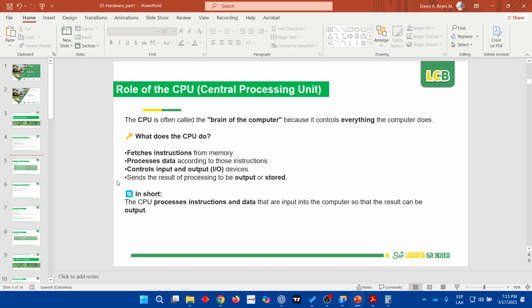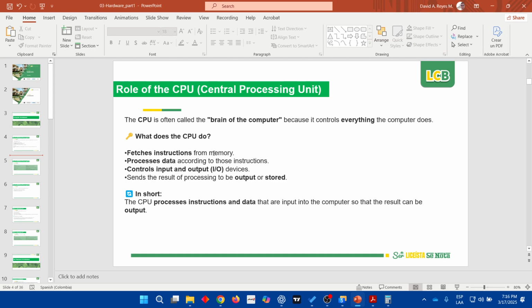So, fetch instructions from memory: the CPU gets the information from the memory, and processes data according to those instructions. In the example that I gave you, you are going to multiply 7 times 2, so the CPU processes that instruction and, obviously, controls the input and output devices.